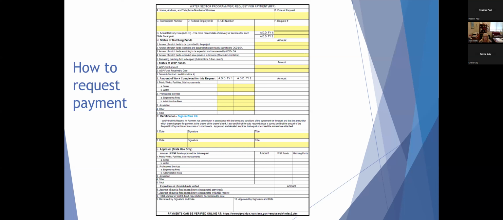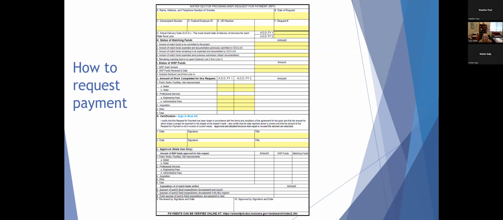Secondly, amount of match funds expended and documentation previously submitted to OCD LGA. On your request 1, you obviously wouldn't have any match funds documented. But going forward, any match funds that you have documented previously, you would enter there. Amount of match funds remaining to be expended and documented, you see that it's white, it's not yellow, so it would calculate itself. The fields that are showing as yellow on the form are the fields that you would be completing.